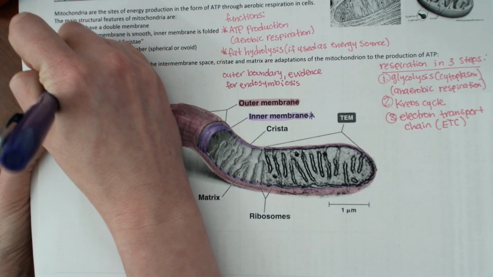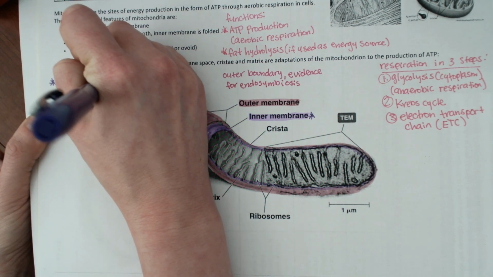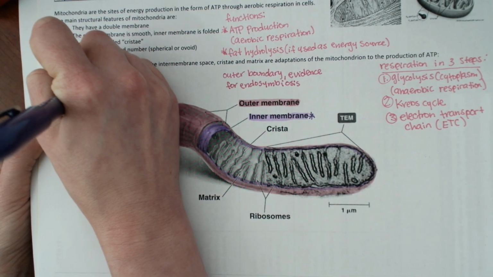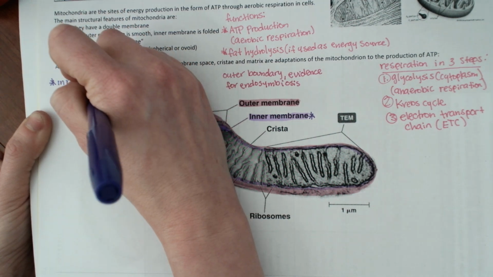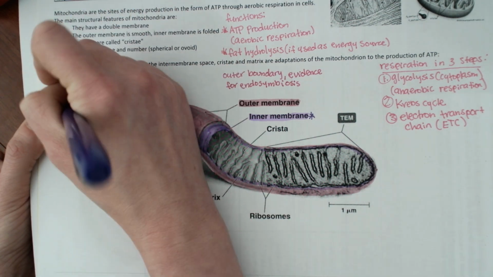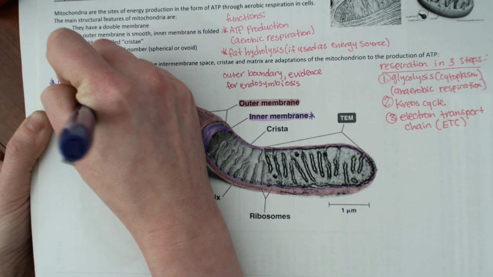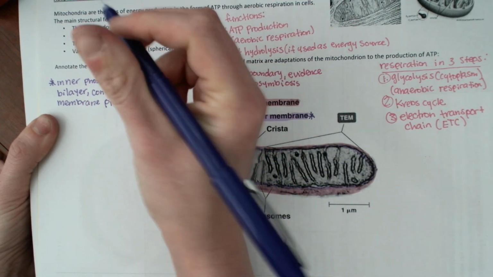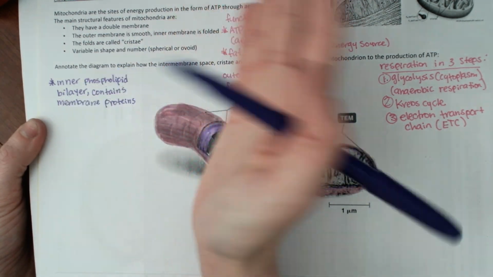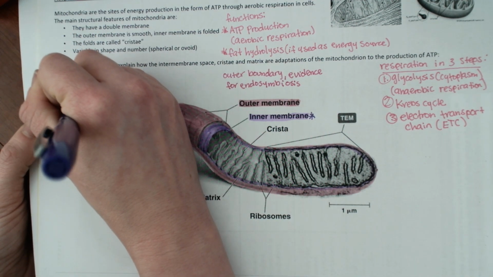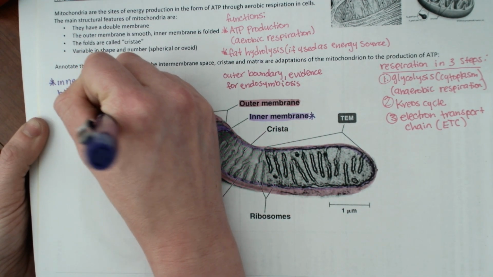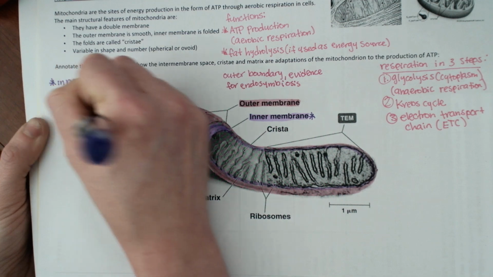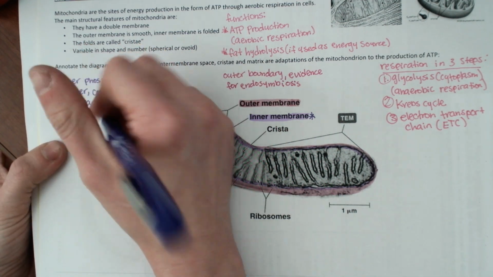It is your inner phospholipid bilayer. It contains membrane proteins, which are electron carriers. It helps to accept electrons.